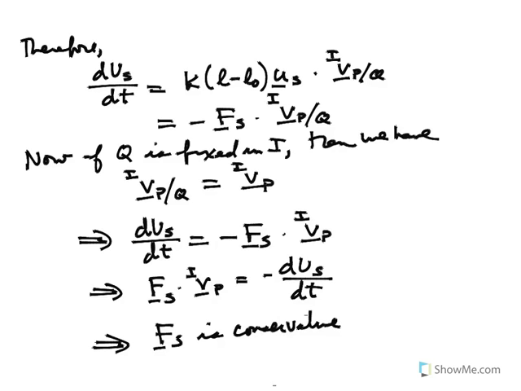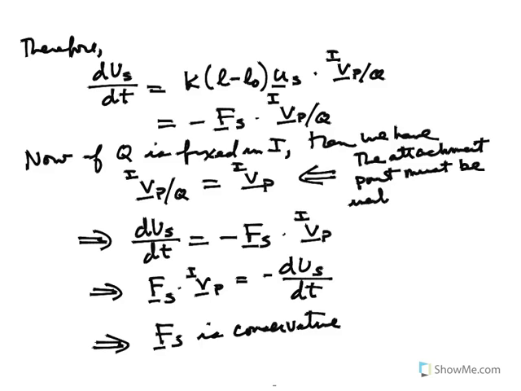Now, what's important about this is this step right here. This is very important. The attachment point must be inertially fixed. Because if the attachment point is not inertially fixed, then this step right here, which I've labeled with the arrow, is not true. The velocity of p relative to q in I is only equal to the velocity of p in I if the attachment point q is inertially fixed.